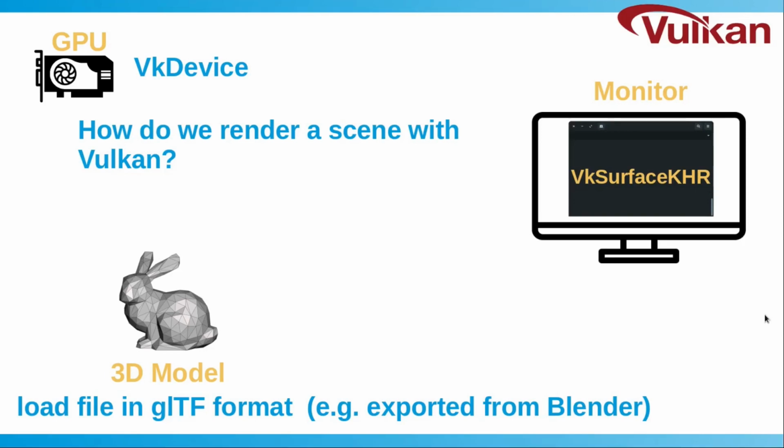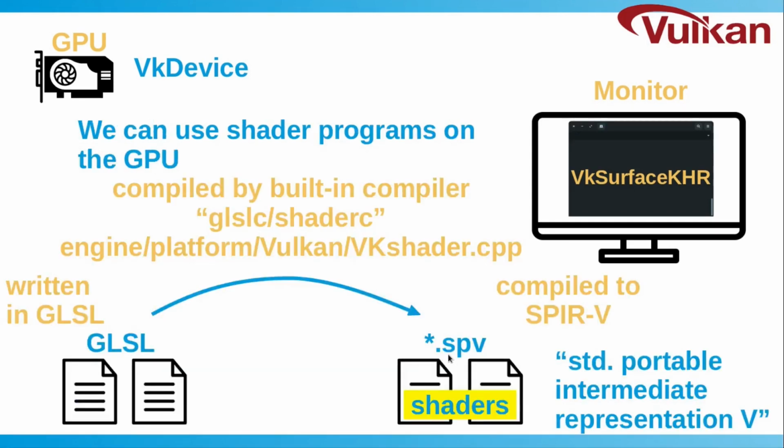Now back to our original question, how do we render a scene with Vulkan? So far we have a window that has a Vulkan surface called VkSurfaceKHR. We have a logical device referred to as VkDevice that represents the GPU, and we can load 3D models in the GLTF format that we, for example, can export from Blender. Now we can also use shader programs on the GPU. Shader programs are written in GLSL and they are compiled to SPIR-V.